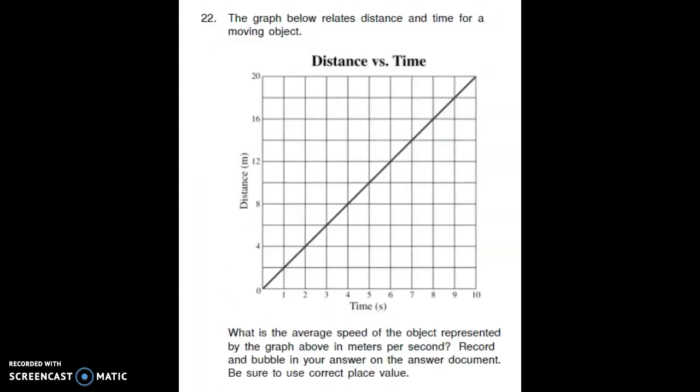Question 22. The graph below relates distance and time for a moving object. What is the average speed of the object represented by the graph above in meters per second? Record and bubble in your answer on the answer document. Be sure to use the correct value.